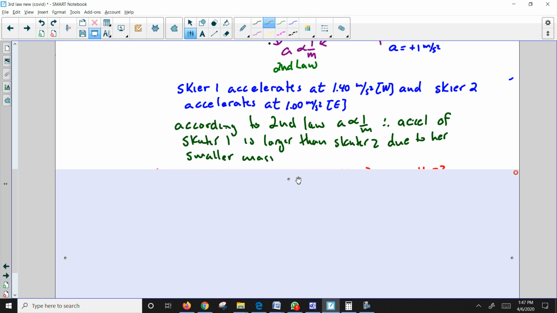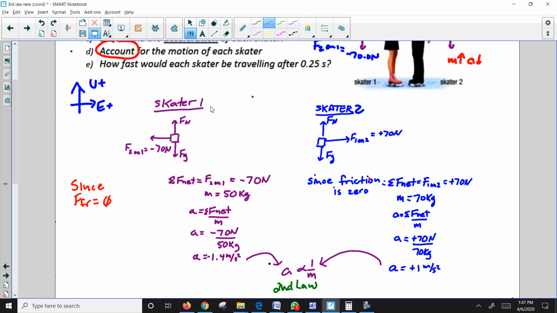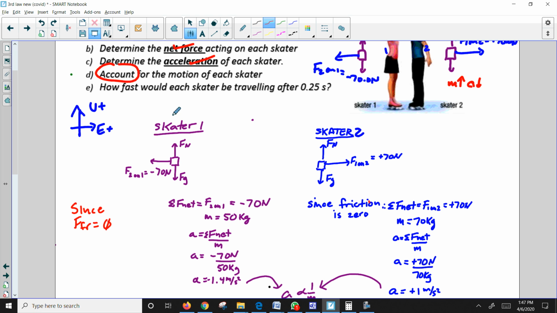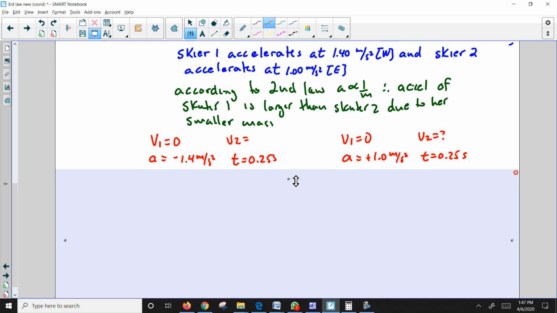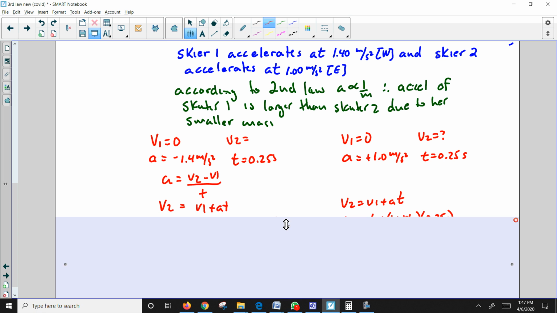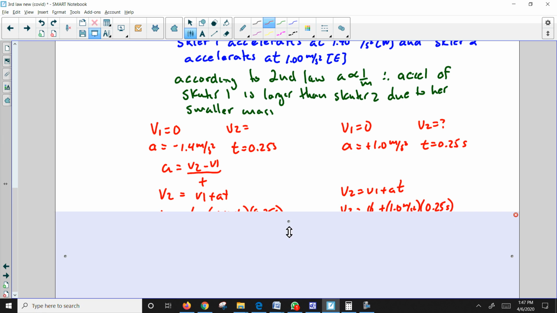Now, the last part we have to do is determine the speed or the velocity of each skater after 0.25 seconds. So what we know is this. We're going to make a little bit of an assumption that each skater is motionless at the beginning, and we know the acceleration, and we know it's going to be after 0.25 seconds, and I want to know the velocity. So according to that, we're using this equation. We're just going to simply rearrange it. So we're solving for v2, and we're going to substitute our values in here.